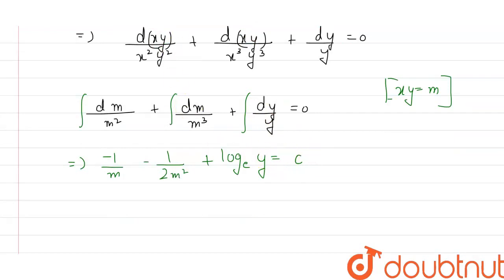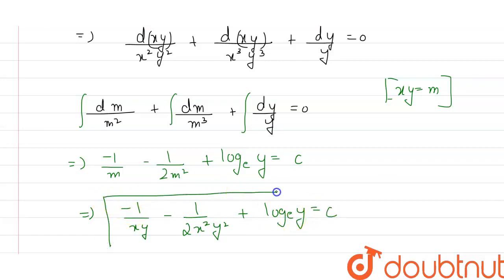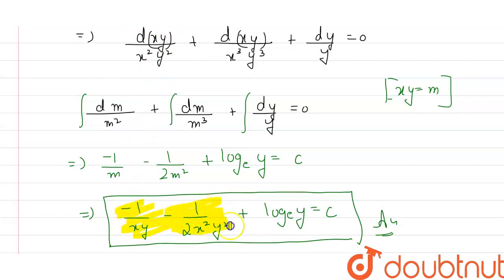Now what we are going to do, we are going to do nothing here. We are just going to substitute the value of xy as m in this equation. So this will become minus 1 upon xy, minus 1 upon 2 m square is there, so this will be x square y square, and plus of my log with e base y equals to c. So basically this is the end solution for this question we are looking for. As you guys can clearly see, the end result is minus of 1 by xy minus of 1 upon 2 x square y square plus log ey equals to c. So this is the answer for this question we are looking for.